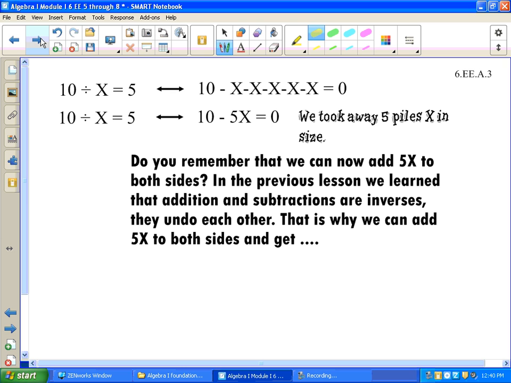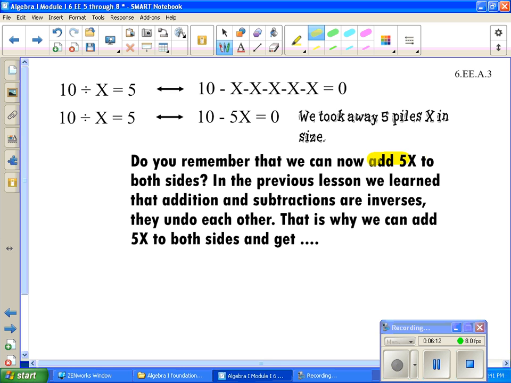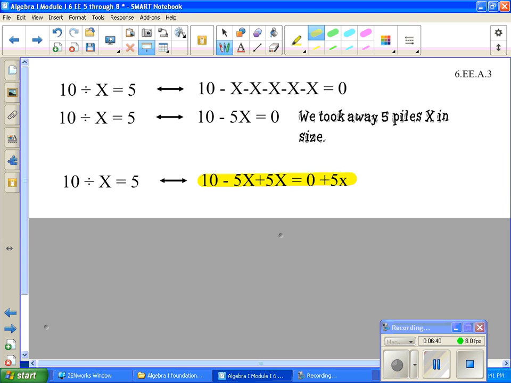So here's the same example. Do you recall that we can now add 5x to both sides of the equation? In the previous lesson, we learned that addition and subtraction are inverses. They undo each other. That's why we want to add 5x to both sides. And that is also why we can add 5x to both sides and get this right here. I added 5x right in there. I added 5x right in there. This side hasn't changed at all.